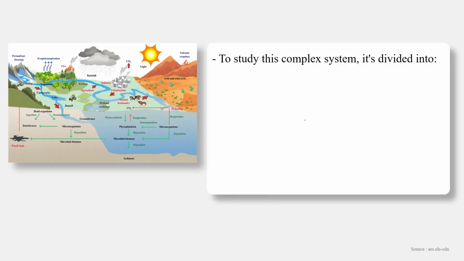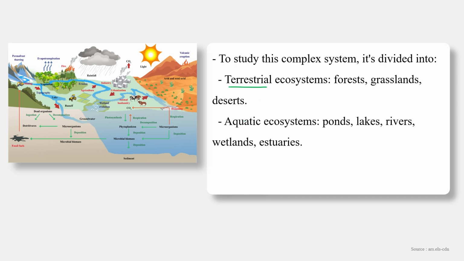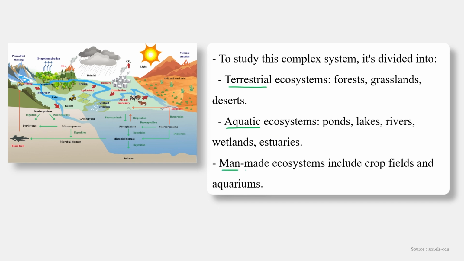Now, to study this complex ecosystem, we can divide it into various types of ecosystem. The first one is terrestrial ecosystem, in which forest, grassland and deserts are all examples. The second one is aquatic ecosystem, in which different kinds of ponds, lakes, rivers, wetlands and sanctuaries are examples. And the third one is man-made ecosystem.